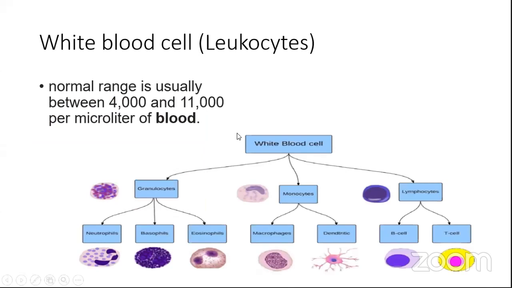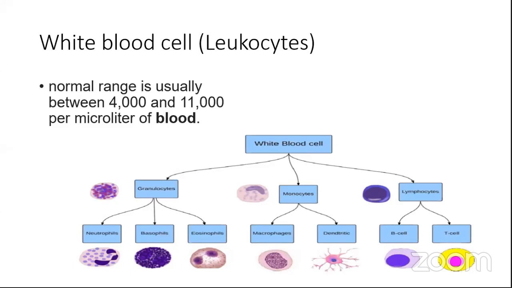Next, white blood cells. Okay, now we talk about white blood cells. They are called leukocytes. The level of leukocytes in the blood is between 4,000 to 11,000, whereas red blood cells are in millions, 4.5 million to 6 million. White blood cells are only 4,000 to 11,000 per microliter of blood.